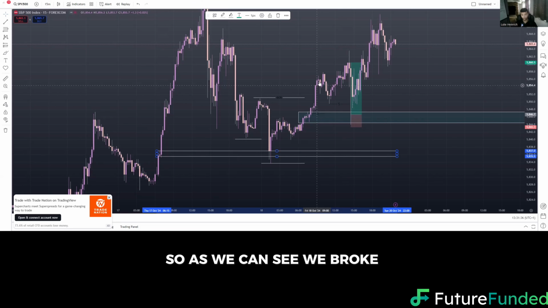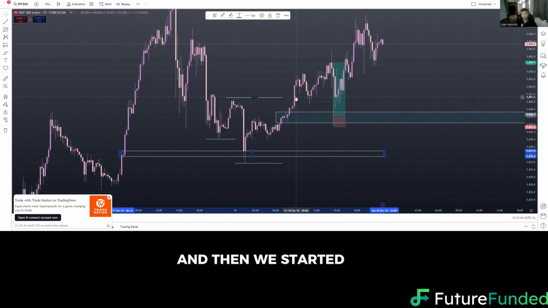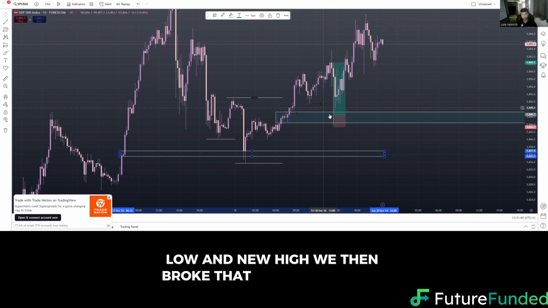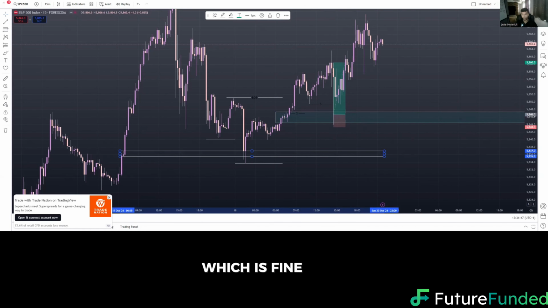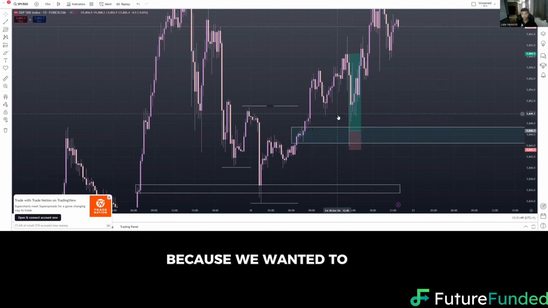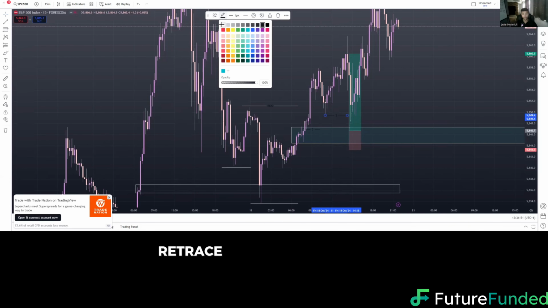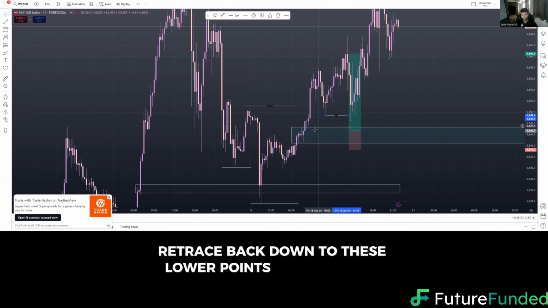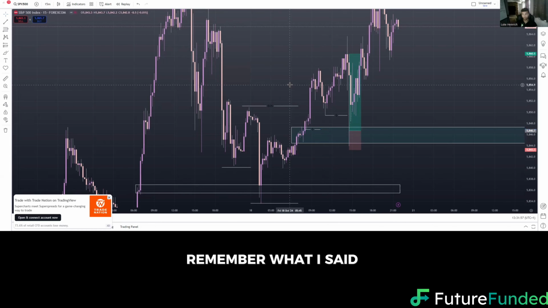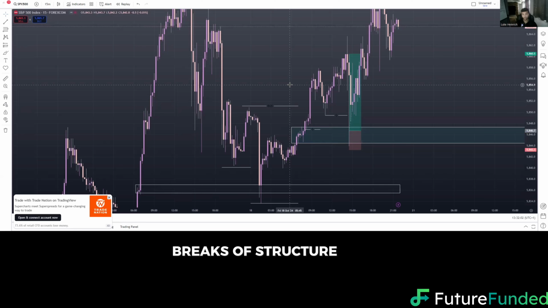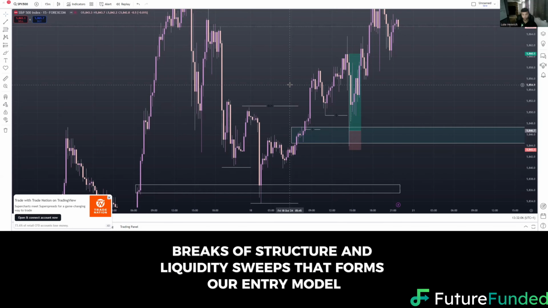So as we can see, we broke out during London session, and then we started to create a higher low, a new high. We then broke that to the downside, which is fine, okay, because we wanted to see price retrace back down to these lower points and take out liquidity. Remember what I said previously, we want to see points of interest, breaks of structure, and liquidity sweeps. That forms our entry model, okay?